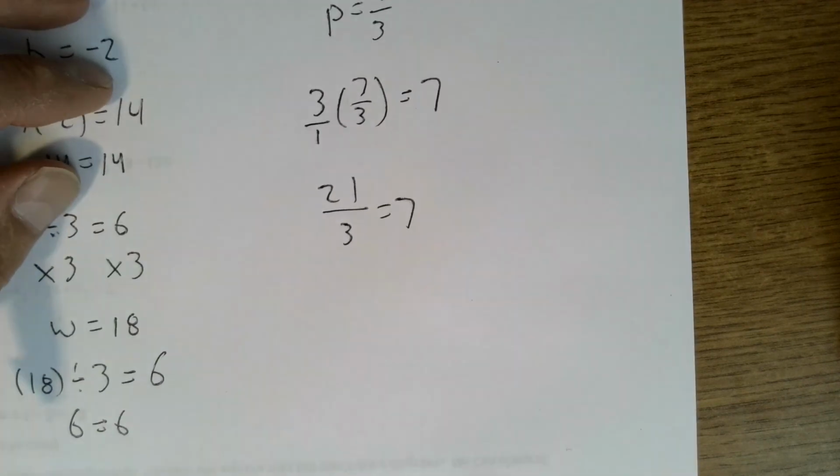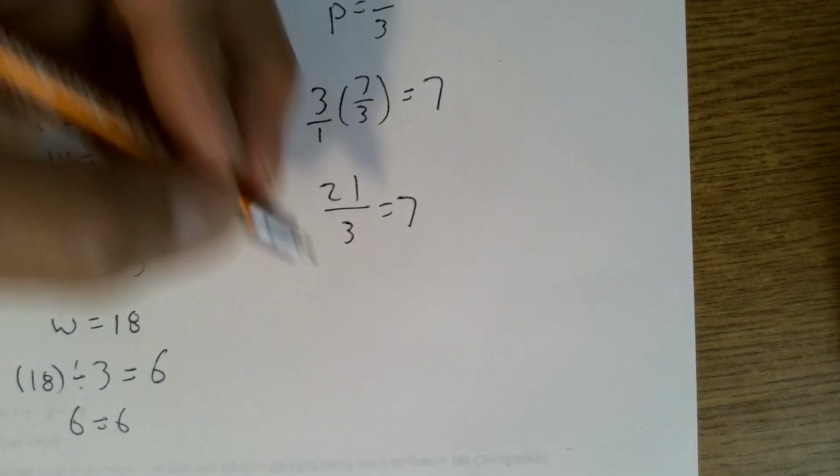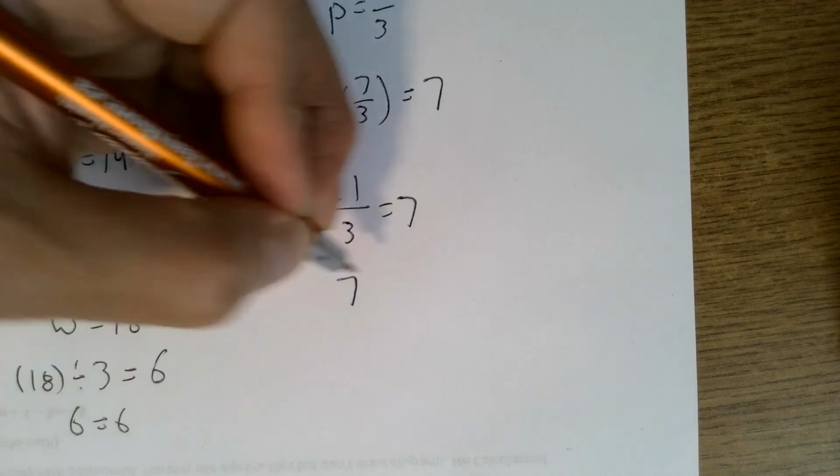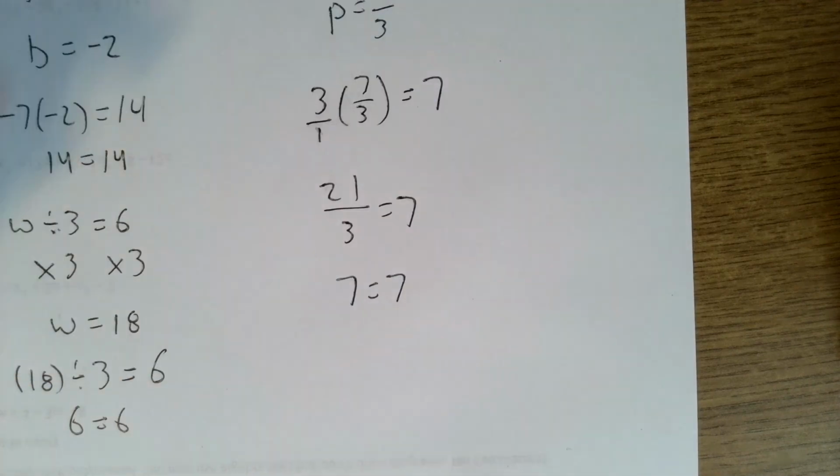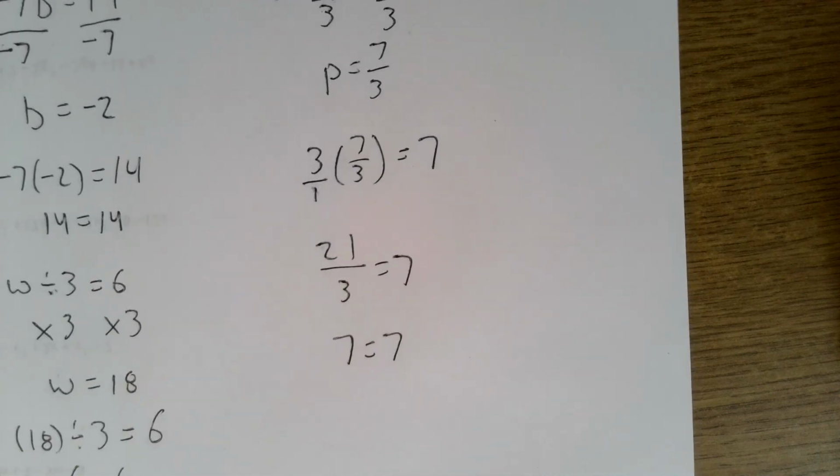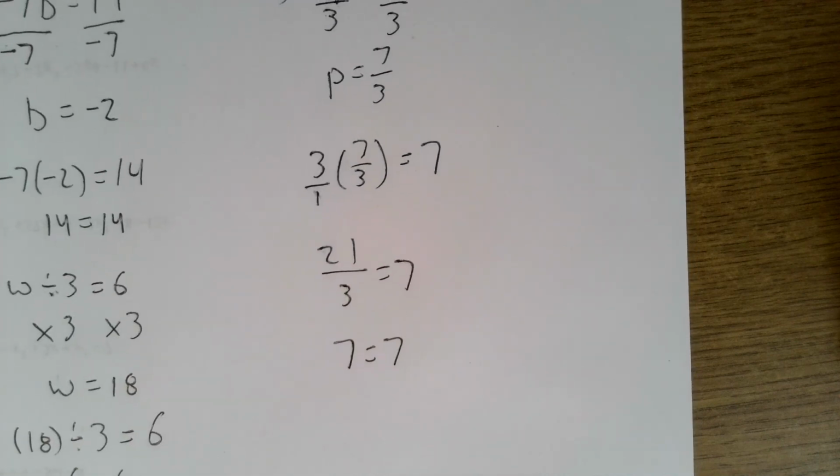And now I can reduce this fraction by dividing top and bottom by 3, which gives me 7 over 1, or just 7. 7 equals 7 is the truth. So when p equals 7 over 3, it makes the equation true. So p is the solution.